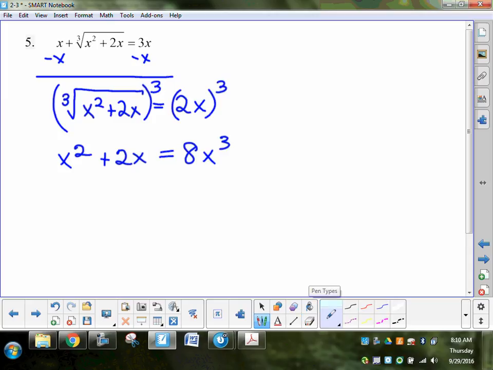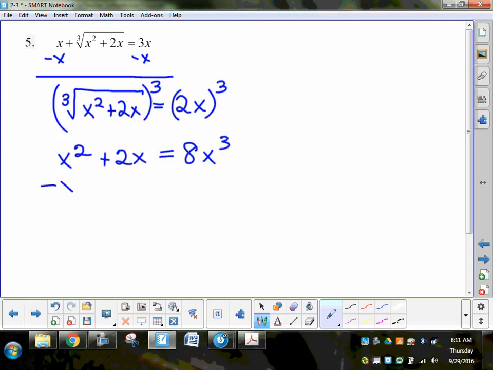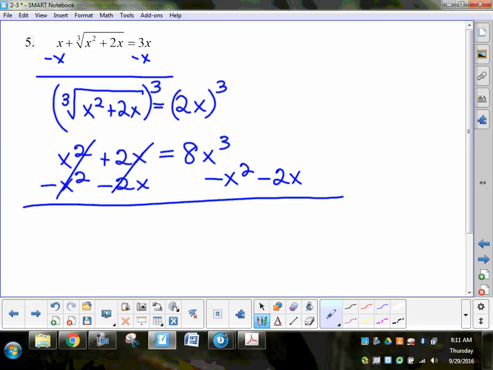Now, what would I do from here? What's our next step to do from here? Set it equal to 0. Now, this would be the term of highest degree. So what I need to do is bring all of this over here. I want that to be positive. So I'm going to subtract x squared and subtract 2x, minus x squared minus 2x. From here now, I'm left with all of this is gone. I've got 0 equals 8x cubed minus x squared minus 2x. How many answers am I supposed to get from this?